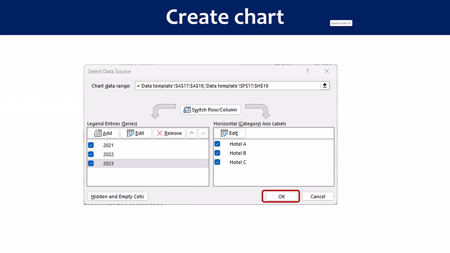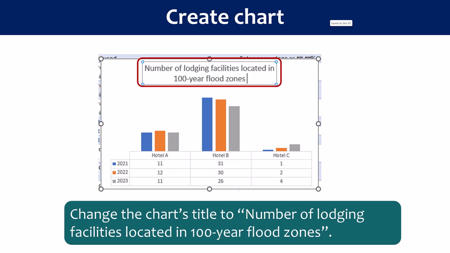Click OK after all the series have been updated. Change the chart's title to Number of Lodging Facilities Located in 100-Year Flood Zones.